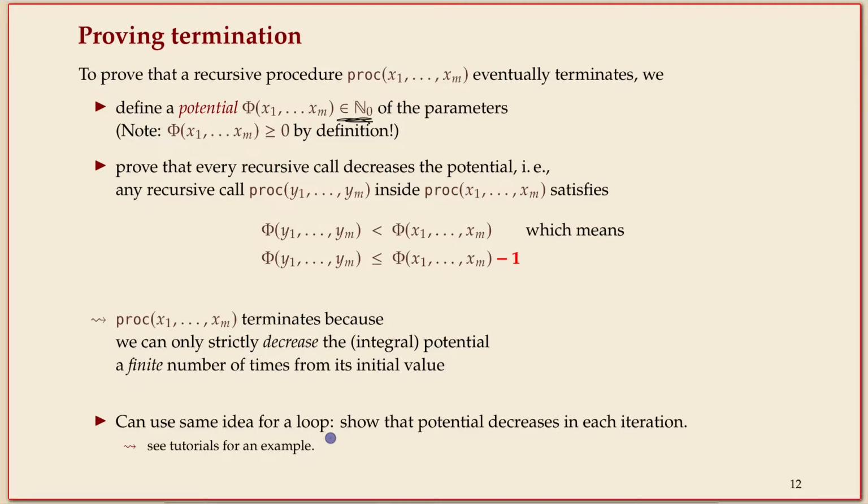You can apply the same trick to a loop instead of a recursive call. If you have a while loop, it might never finish. But if you can show that some potential function that's defined on the variables of the code goes down in each iteration of the while loop, then it must terminate. Okay.